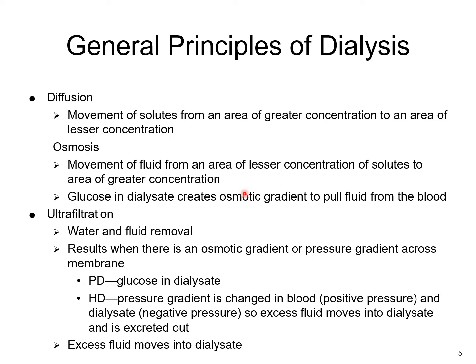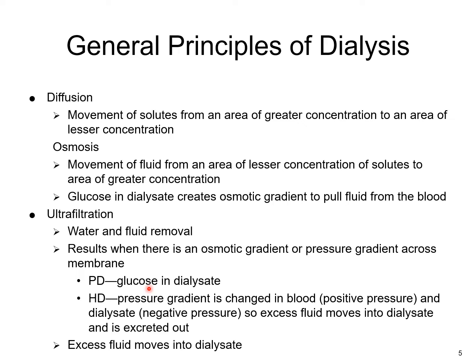And then there's also this process known as ultrafiltration, and this has to do with water and fluid removal. So this also happens when there is an osmotic gradient or pressure gradient across the membrane. So specifically with peritoneal dialysis, in order to get rid of all that excess water that the patient has, they'll put a whole bunch of glucose in the dialysate. So it's still doing the same thing. It's pulling all of that water out, and then we are getting rid of it.